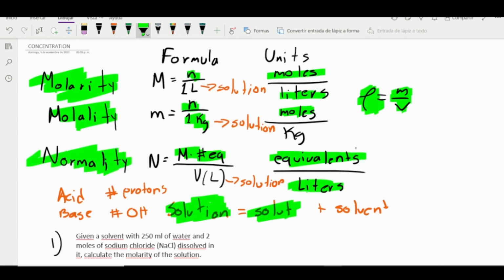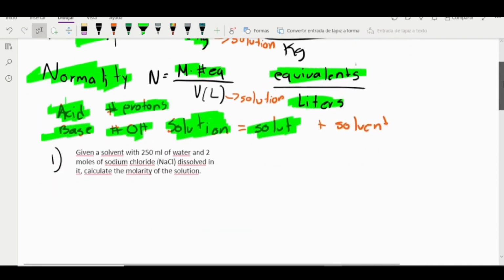Normality is molarity times the number of equivalents divided by the volume of the solution. It's the same, 1 liter. And when we talk about equivalents, it depends on the compound. For example, if we have an acid, we're going to check the number of protons. If it's a base, we're going to check the number of hydroxides. Or if it's a reaction, like a redox reaction, we need to check the number of electrons that we transfer. So that's the situation when we talk about equivalence.